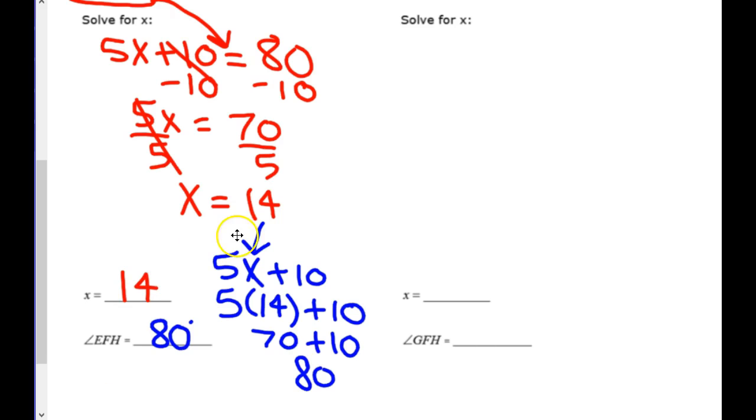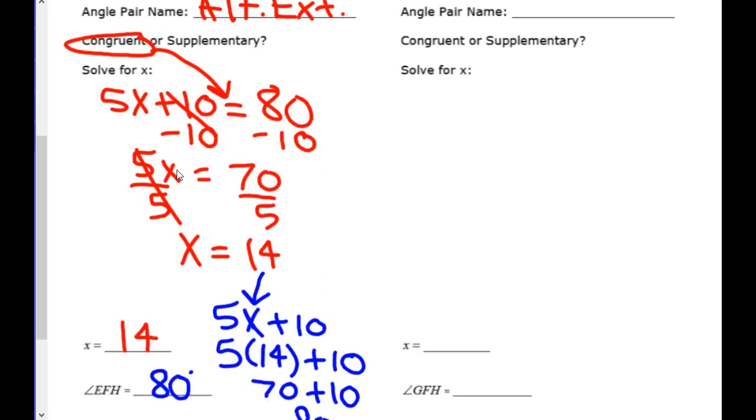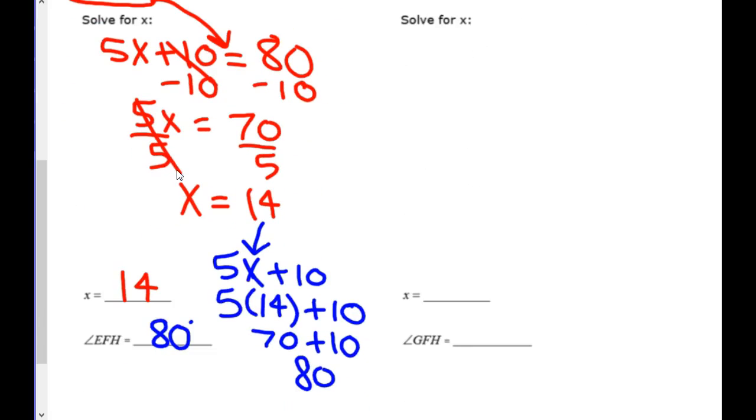Now, that should make perfect sense with our picture, or the image up here. We knew this one was 80, and this is supposed to be congruent, so it makes sense that it's also 80, right? They have to be the same. So there's the bottom again, if you need it for a second. And let's try number 2. Okay, number 2.